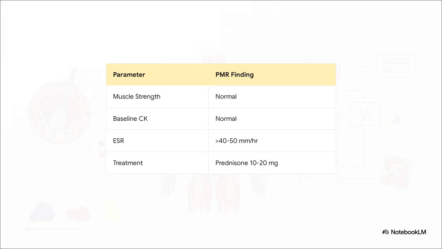Now pay close attention because here is the ultimate Step 2 trap. PMR presents with completely normal muscle strength on manual resistive testing and a totally normal CK baseline. It's not a true myopathy. It's defined almost entirely by an ESR above 40 to 50 millimeters per hour, an elevated CRP, and, this is key, a near miraculous symptom resolution when you give them low-dose systemic corticosteroids, like 10 to 20 milligrams of prednisone.